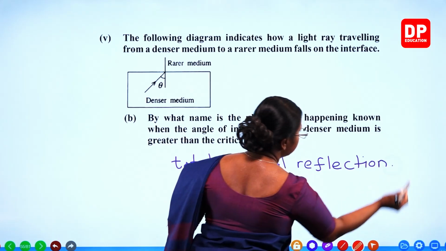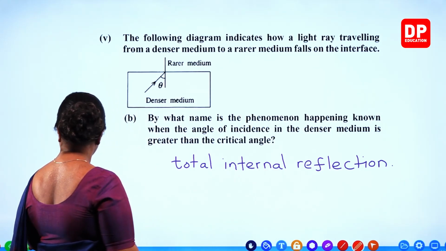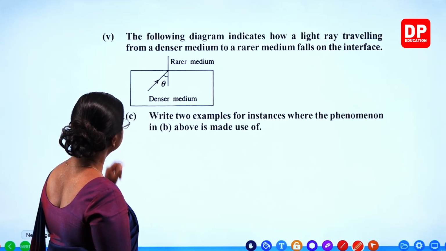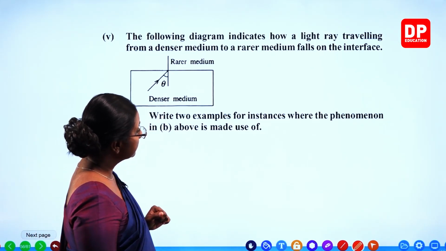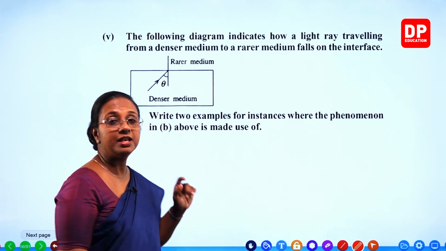Total internal reflection. Is that okay, student? So with that, I'll move on to the next part. The same introduction and the diagram is given. C part of the question. Write 2 examples for instances where the phenomenon in B above is made use of.